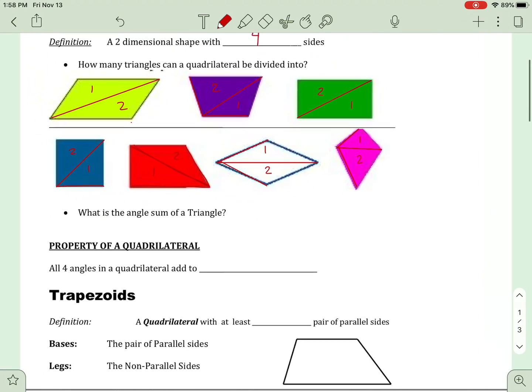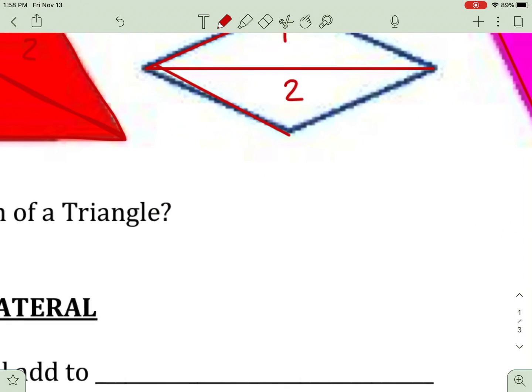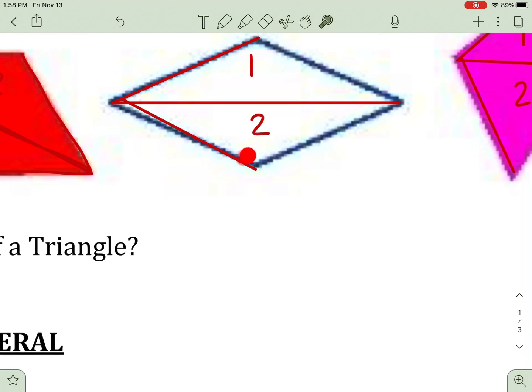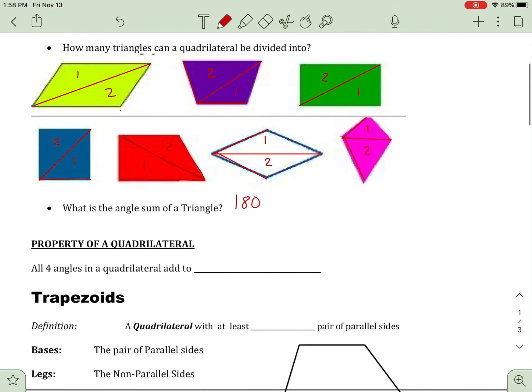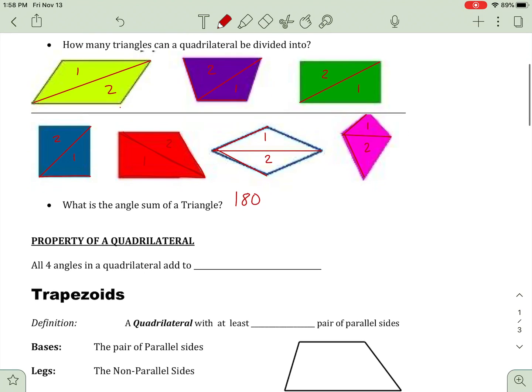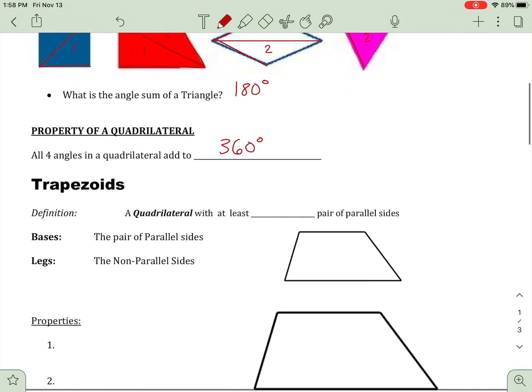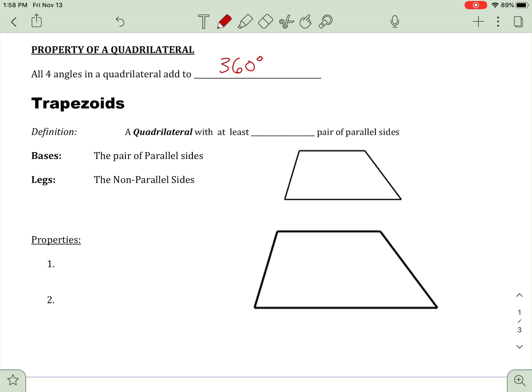So what is the angle sum of a triangle, like how many degrees are in a triangle? Well, we know it's 180. So if a quadrilateral can only be split into two triangles from the same edge, how many degrees are in a quadrilateral? Pretty easy. What's 180 times 2? 360.